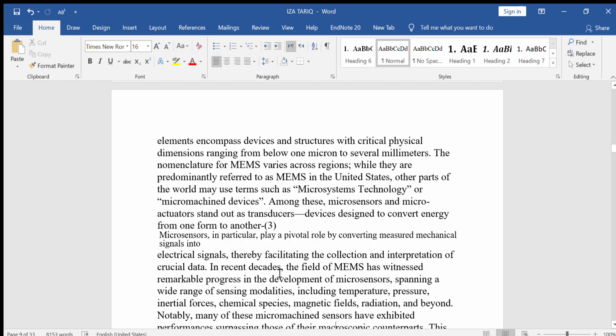In recent decades, the field of microelectromechanical systems has witnessed remarkable progress in the development of microsensors spanning a wide range of sensing modalities, including temperature, pressure, inertial forces, chemical species, magnetic fields, radiation, and beyond.